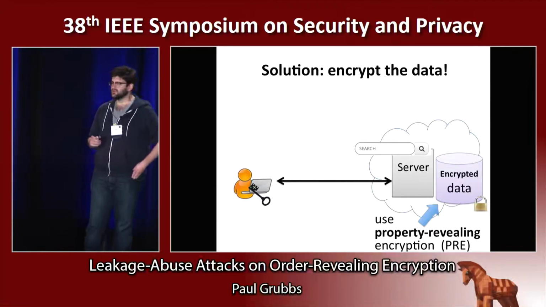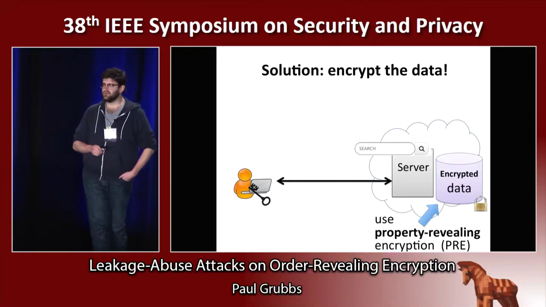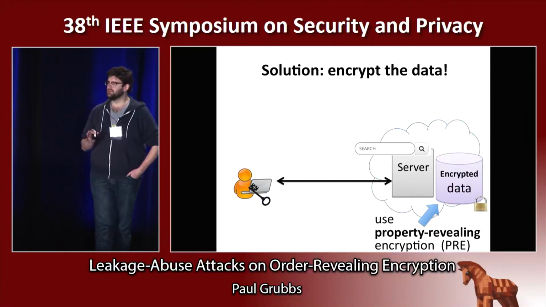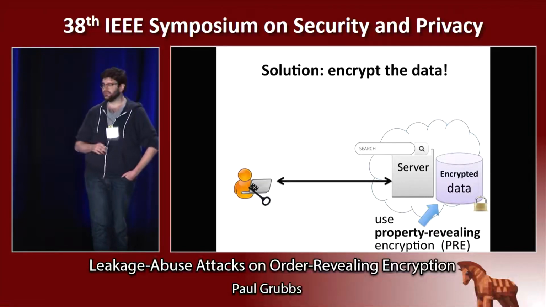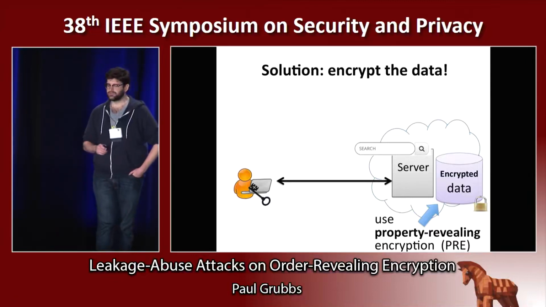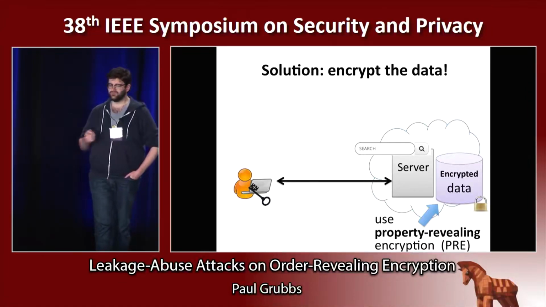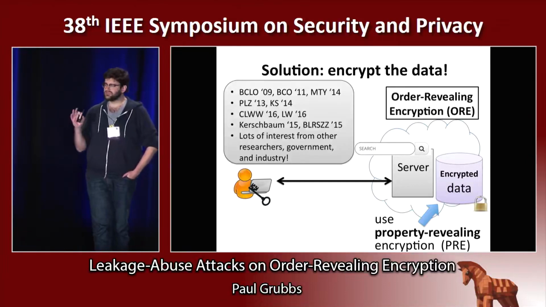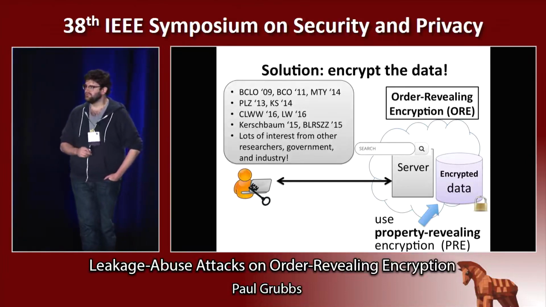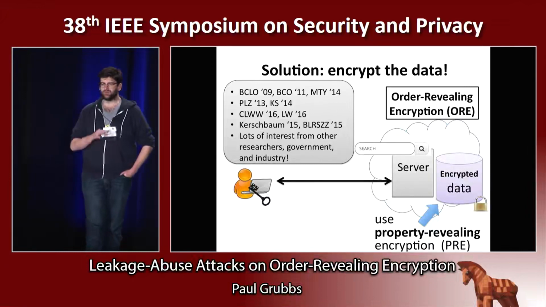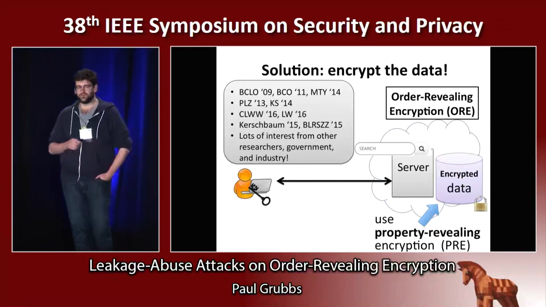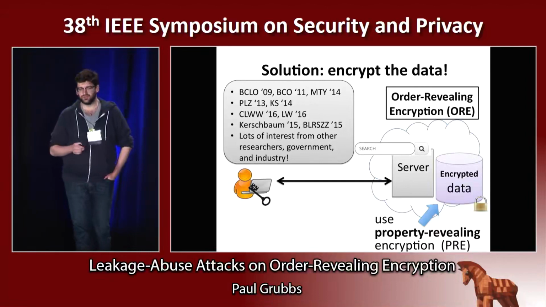In the last 15 years or so, the cryptography and the systems communities have been working on encryption schemes that strike a middle ground between full security and full functionality. In this talk, we'll call them property-revealing encryption schemes. These allow certain properties of the data to be leaked to the server in a way that enables certain application functionality. One of the most exciting and most widely studied such primitives is order-revealing encryption. There's been a lot of interest from academics in the last few years, and there has even been interest from industry and from government. So it's important to understand the security of this primitive.